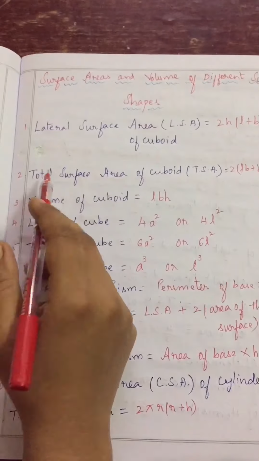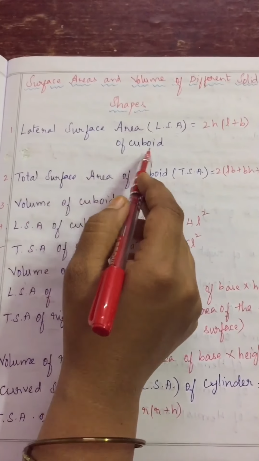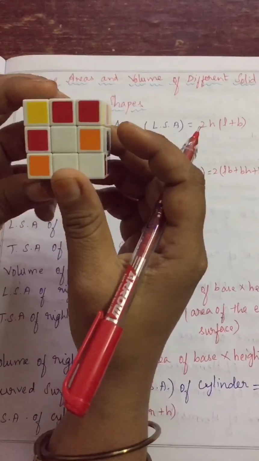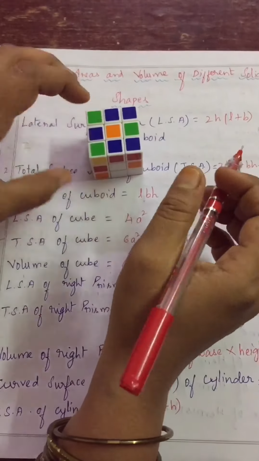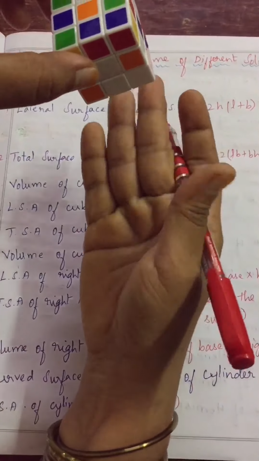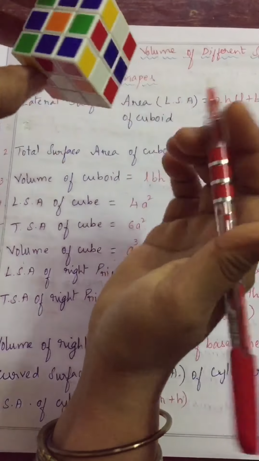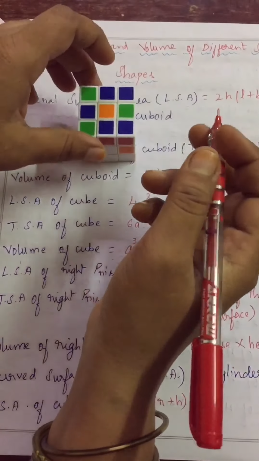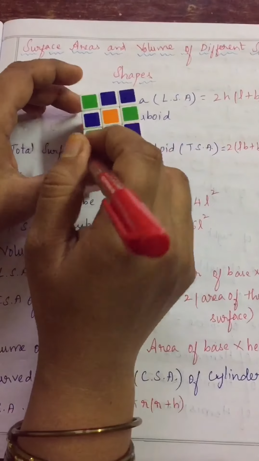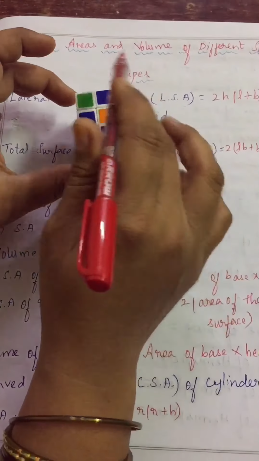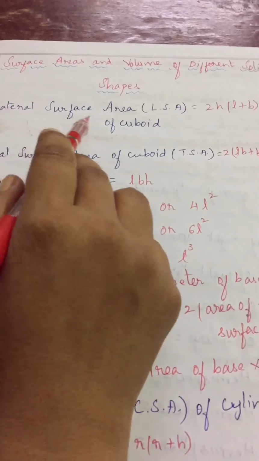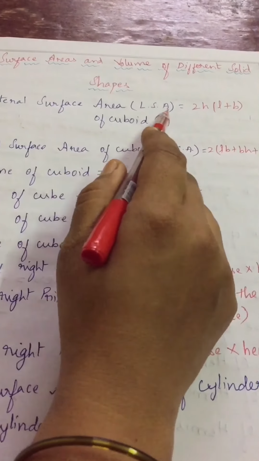Clear, children? Now we are talking about lateral surface area. Lateral surface is nothing but, see, this is the object, solid object cube. When we keep this object, we don't take the lower part and upper part. Only four sides we take, that is nothing but lateral. Are you getting my point, children? Whatever objects we are taking, if we are finding only four parts of that object, that is called lateral. So we are going to find the lateral surface area, those four parts' area only. That's why it is called lateral surface area, which we can denote LSA also.